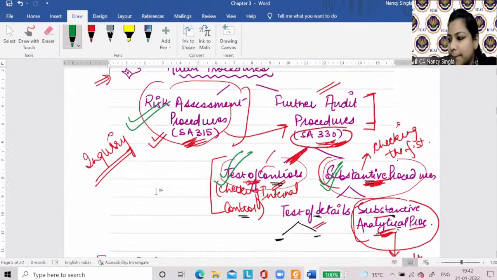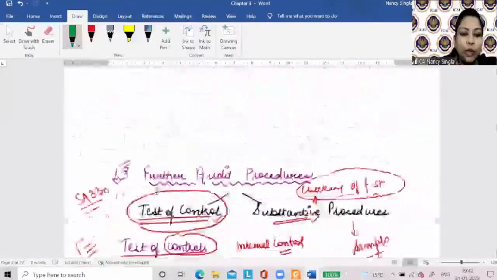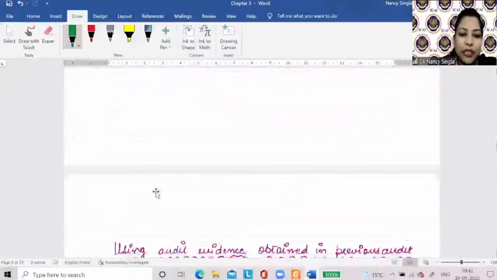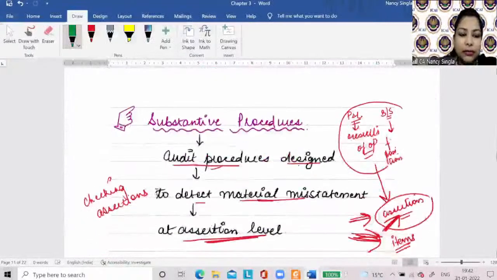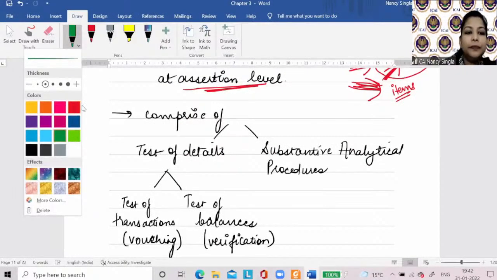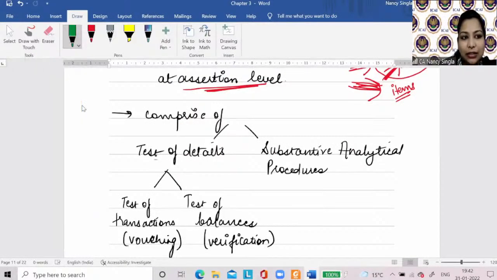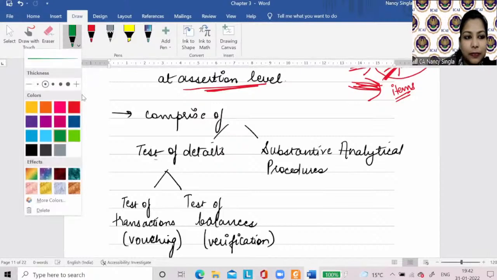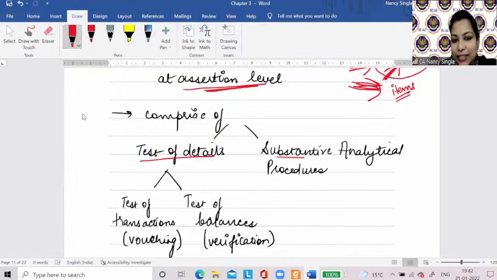Okay? So now we are doing the first part, two parts of what? Substantive procedures, which is what? Test of details and substantive analytical procedures.